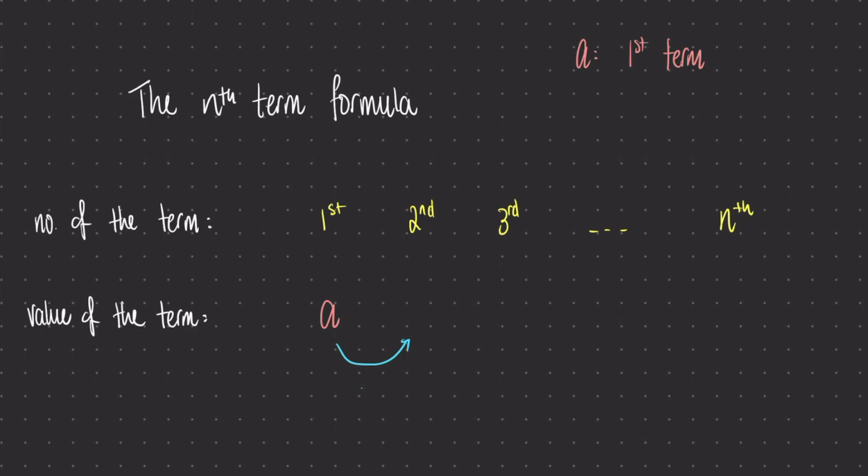Here I'm going to say I would add D to get from the first term to the second term. So in terms of the algebra, the second term would be A plus D. Well, to find the third term, I'd have to add D again to the second term, and I would find that that was A plus 2D.